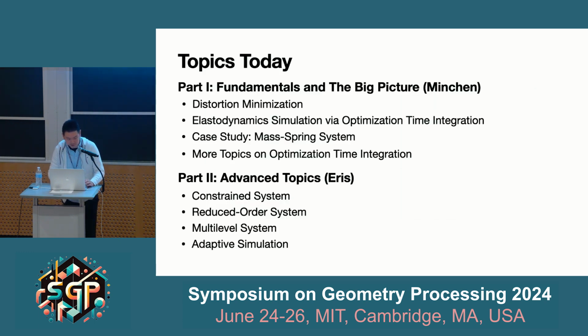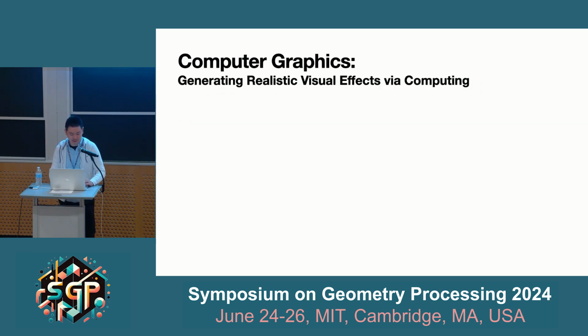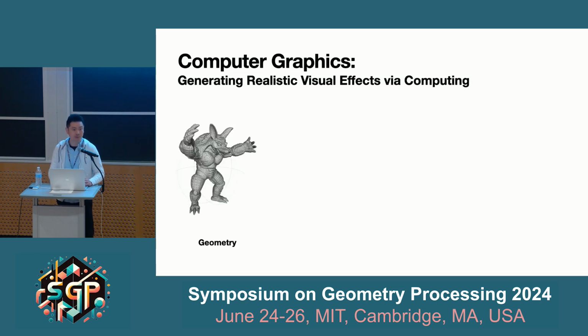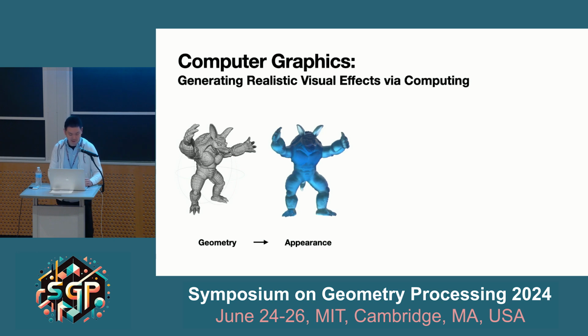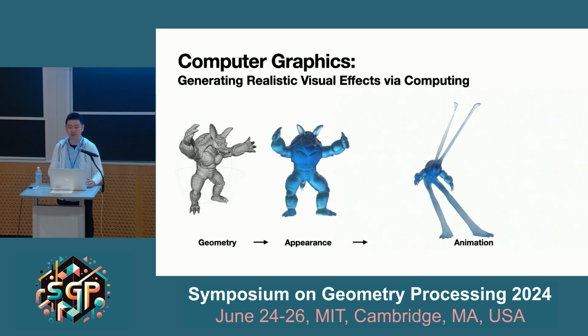Today, I will briefly talk about the fundamentals and the big picture of optimization time integration. And Eris will mainly focus on advanced topics based on her recent works. I would like to start with a more general goal of computer graphics, which is to generate realistic visual effects via computing. This also relates to the three classic research directions of computer graphics. To generate the visual effects, we first create the geometry or the discretization of our object. Then we assign materials and create rendering algorithms to render the pretty images that are translucent and look very nice. Next, we make it move and create animations.